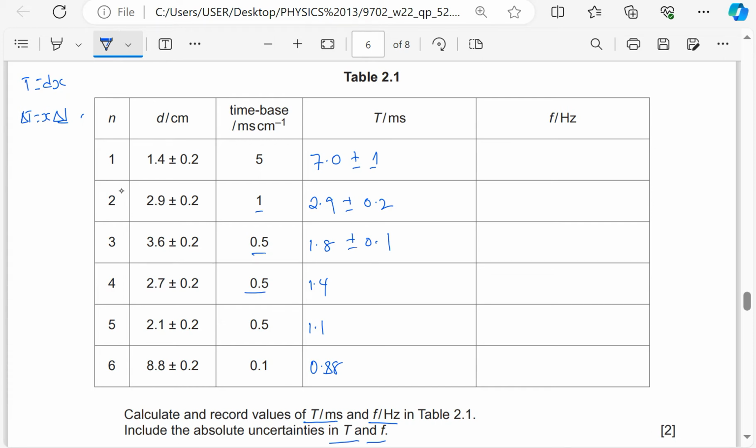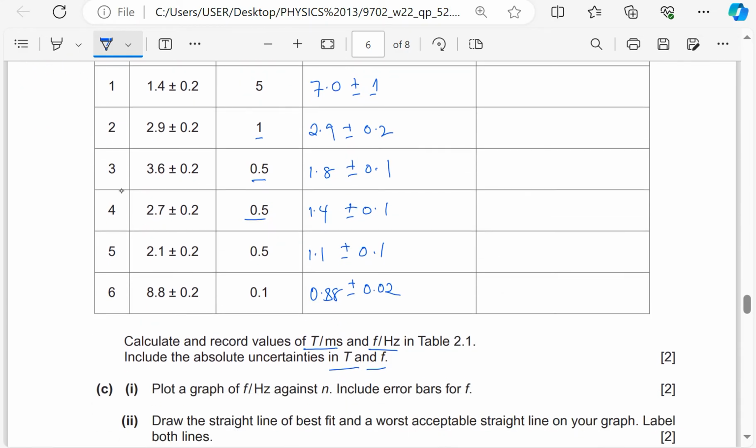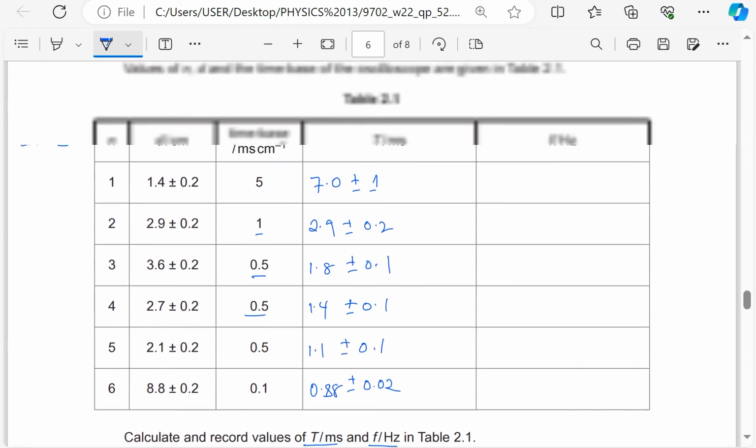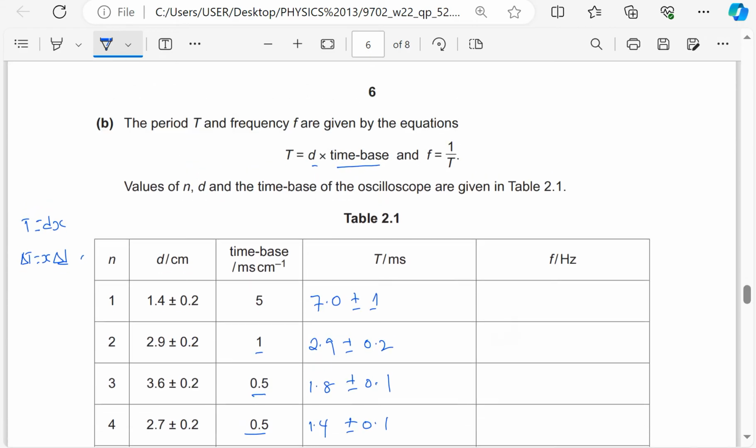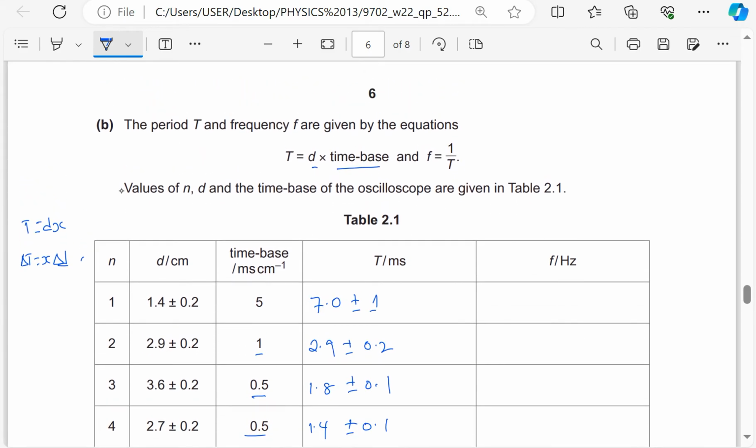0.5 times 0.2, which is plus or minus 0.1, plus or minus 0.02. Okay. Then for uncertainty, include the absolute uncertainties in T and F. So now we are going to F. Remember, F is 1 over T. If T is to two significant figures, then 1 over T can be to two significant figures or more significant figures.